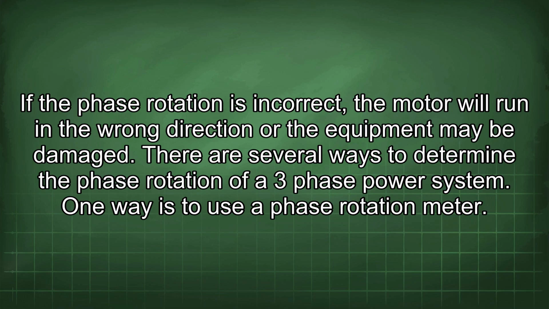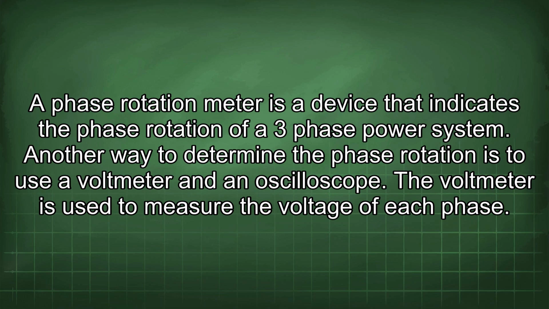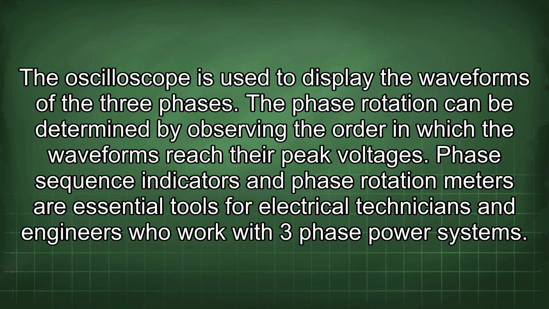There are several ways to determine the phase rotation of a three-phase power system. One way is to use a phase rotation meter. A phase rotation meter is a device that indicates the phase rotation of a three-phase power system. Another way to determine the phase rotation is to use a voltmeter and an oscilloscope. The voltmeter is used to measure the voltage of each phase. The oscilloscope is used to display the waveforms of the three phases. The phase rotation can be determined by observing the order in which the waveforms reach their peak voltages.